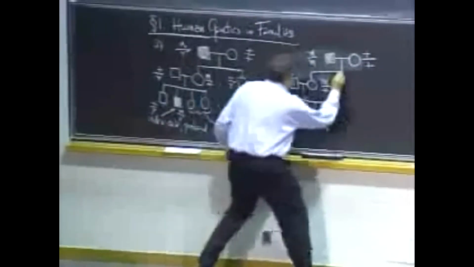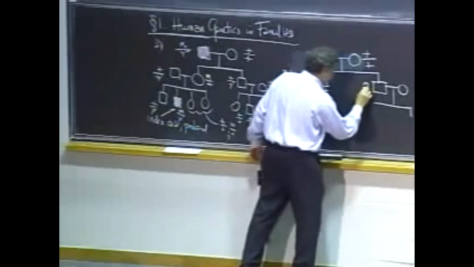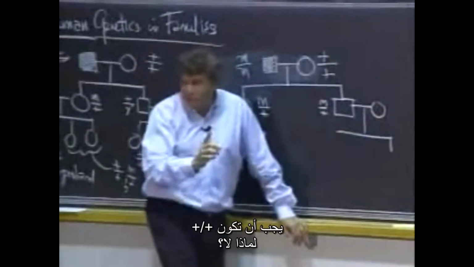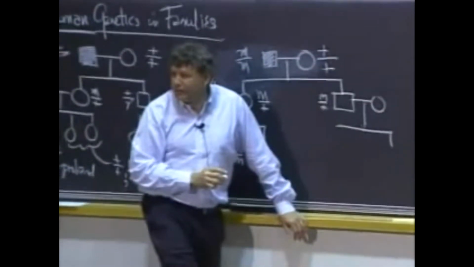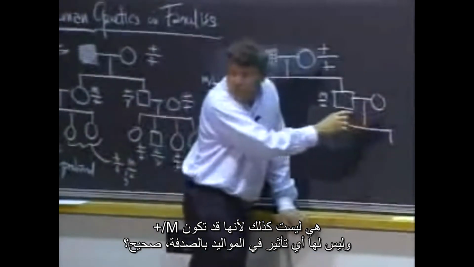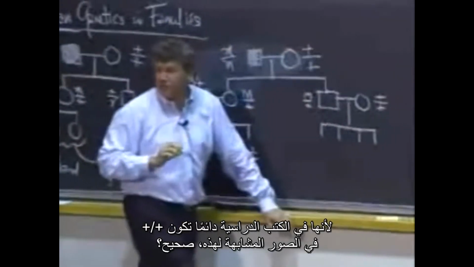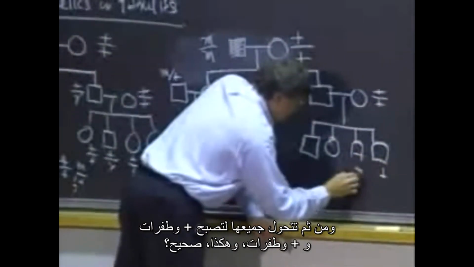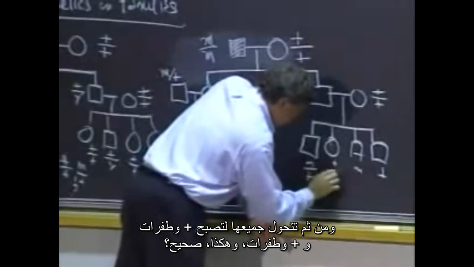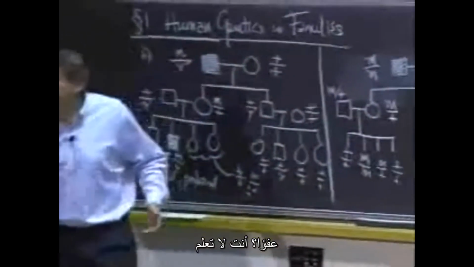What about over here? It would have to be plus over plus. Why not? It doesn't, because it could be M over plus and have no affected offspring by chance, right? But you're going to say it's plus over plus, because in the textbooks it's always plus over plus in pictures like this, right? And then it all turns out to be pluses and mutants and pluses and mutants and all that, right? Well, which picture's right? Sorry? You don't know.